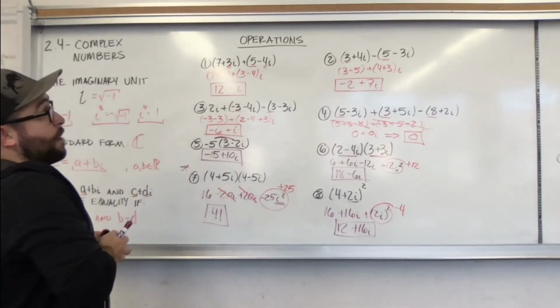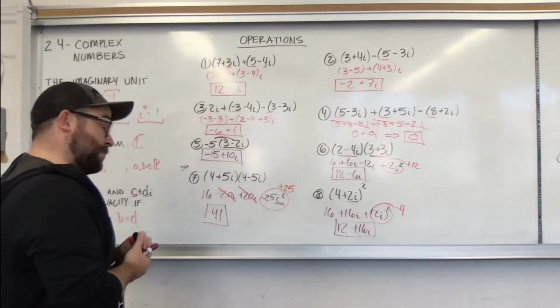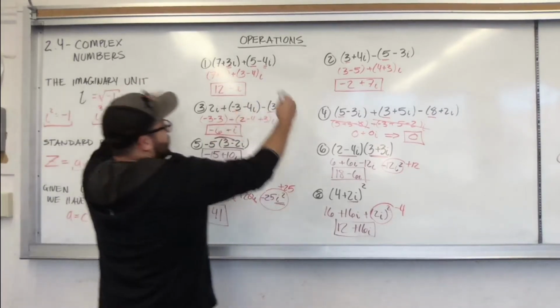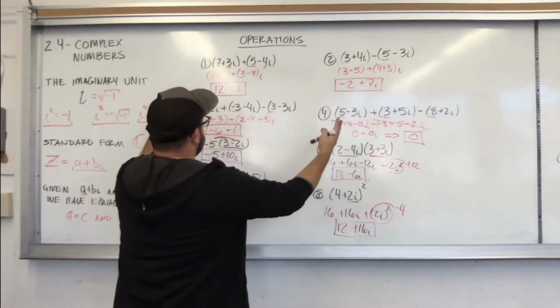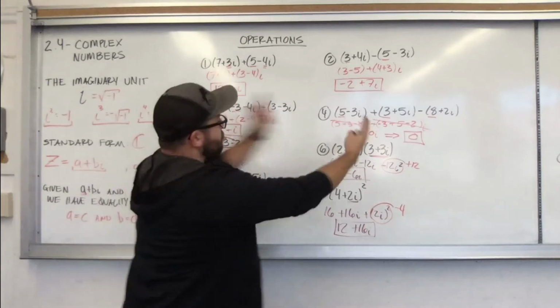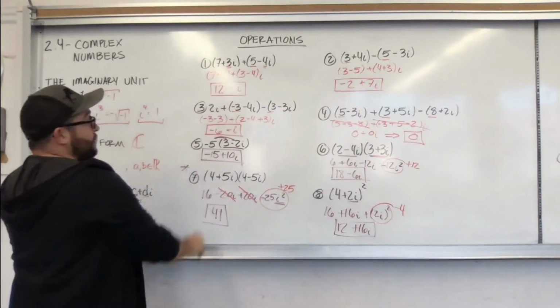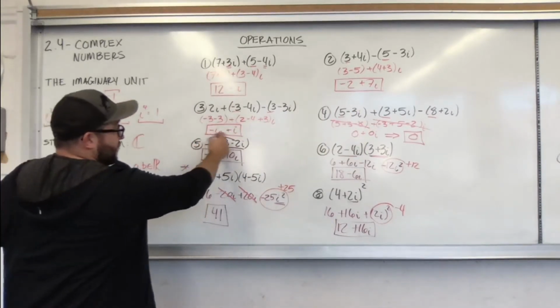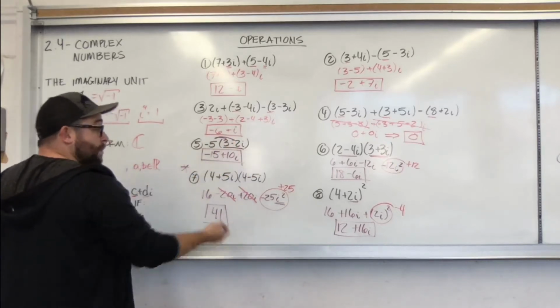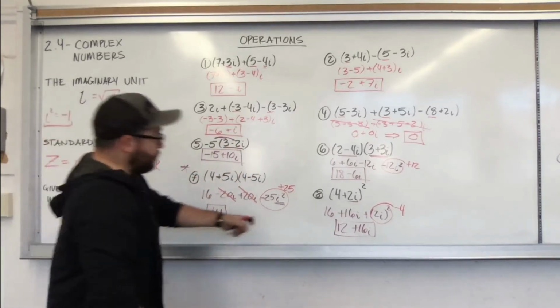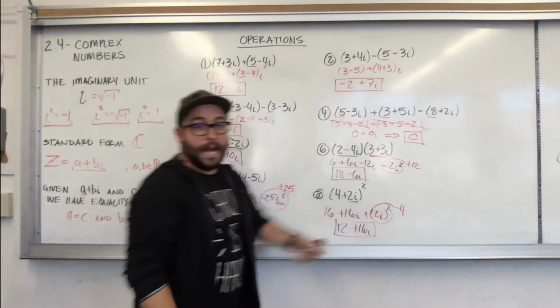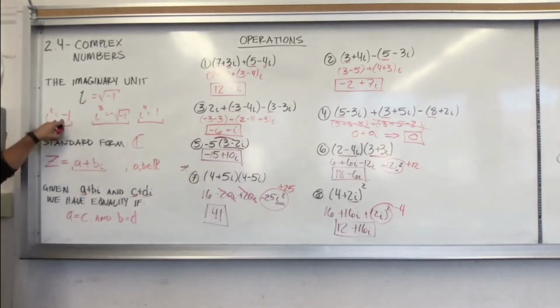So again, when it comes to operations, we'll see what happens with division coming up. But addition and subtraction, you're just doing component-wise. Add the real, add the imaginary. And multiplication, you're either treating it like distribution or as if you were FOILing it. And that big thing to look out for is the i squared, and making sure we sub in that negative 1.